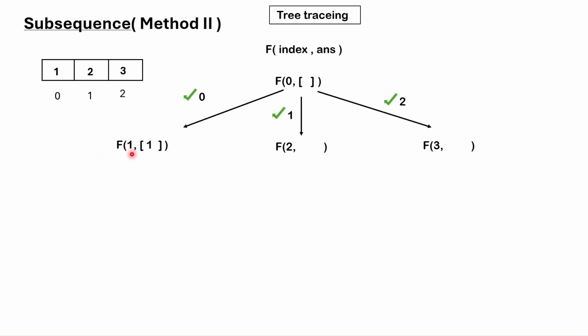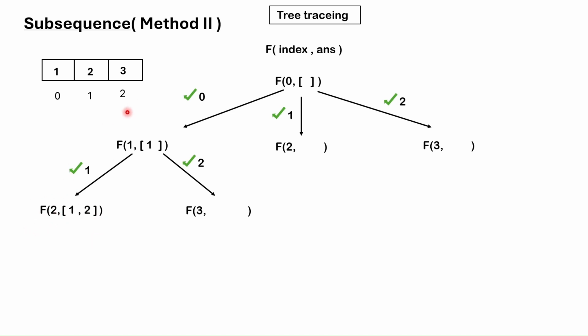Now if I'm at the first index, what choices do I have? Either I can pick this index or this index. So I have two choices. Either I can pick the first index and move to the second index, or I can pick the second index and move to the third index. If I pick the first index, I will get 1 and 2. Now this will be executed.